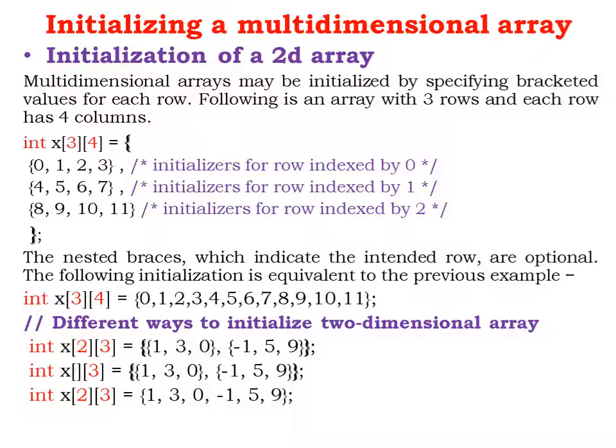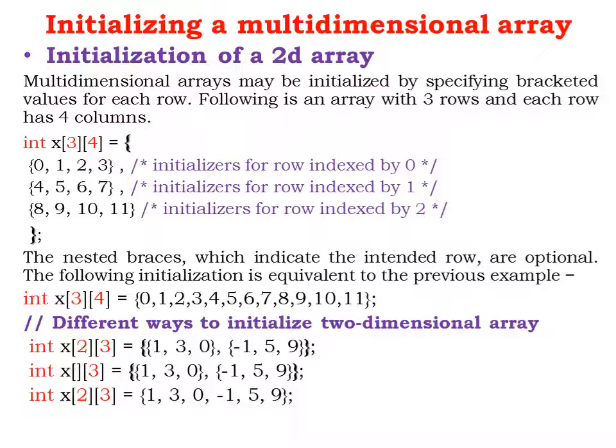enclosed in the curly braces, comma, and the row indexed by 2 contains the values 8, 9, 10 and 11, enclosed in curly braces. So we have a 3 rows and 4 columns array. So in total we have entered 12 elements inside this two-dimensional array, and finally we complete it with a curly brace and a semicolon.